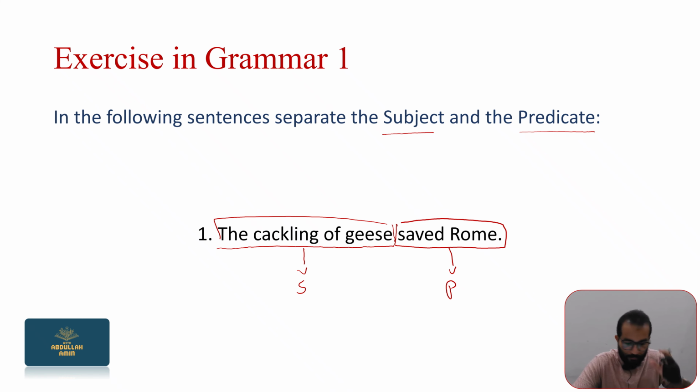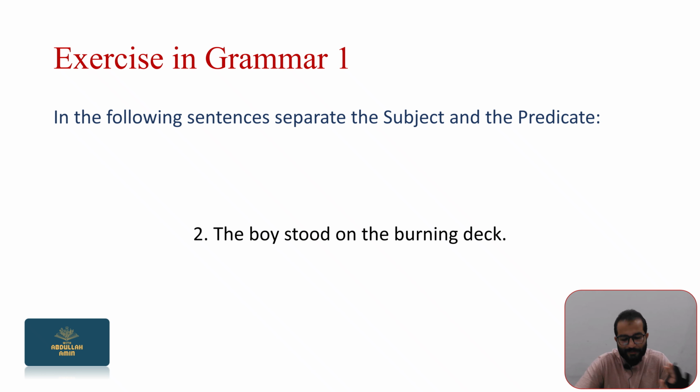So now just to apply those definitions that we had before, the very first thing, this part, the cackling of geese, is the thing that we are talking about, and the second part, the predicate, is telling us something about it, like it is giving us information about the cackling of geese, which is the subject, that it saved Rome. So this is the easiest way to apply these definitions on the examples. Let's move to the next example.